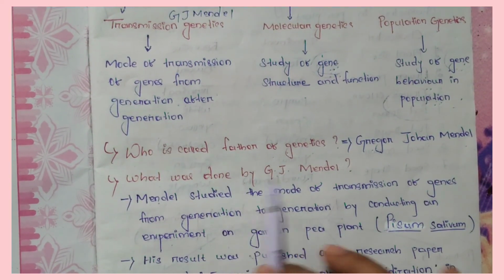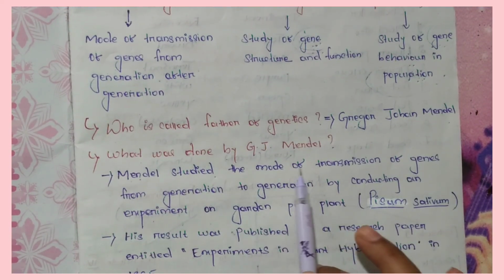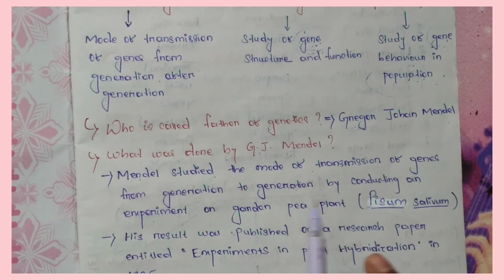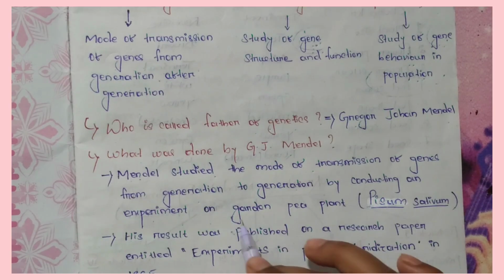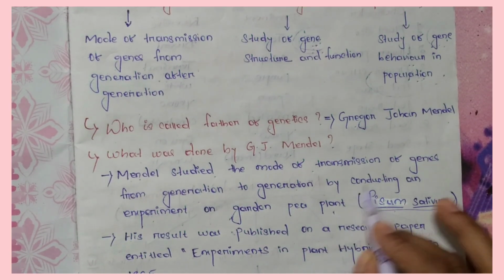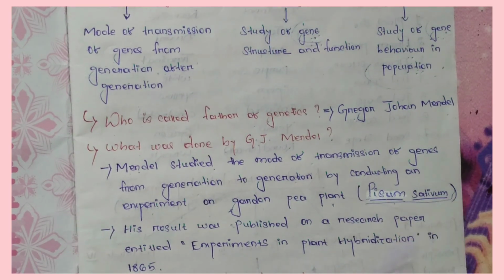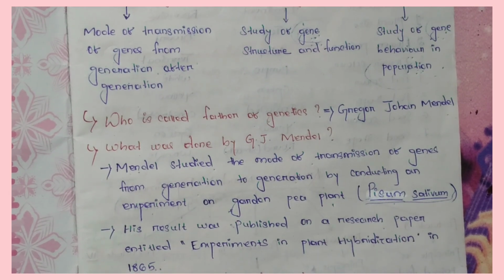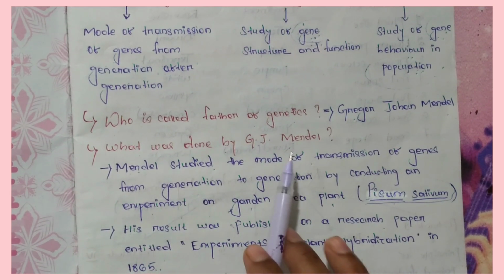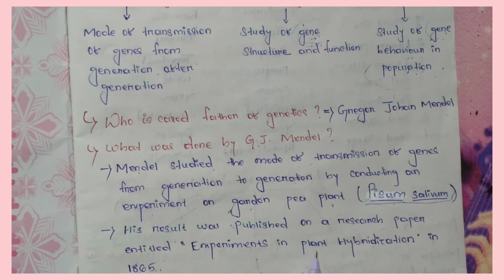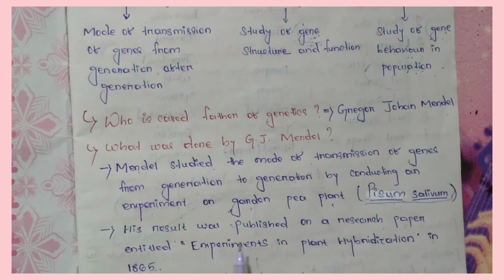So what was done by Gregor Mendel? Gregor Mendel studied the mode of transmission of genes from generation to generation by conducting an experiment on the garden pea plant. The scientific name of the garden pea plant is Pisum sativum. You have to remember this name, it's a short question. His result was published in a research paper entitled Experiments in Plant Hybridization in 1865.